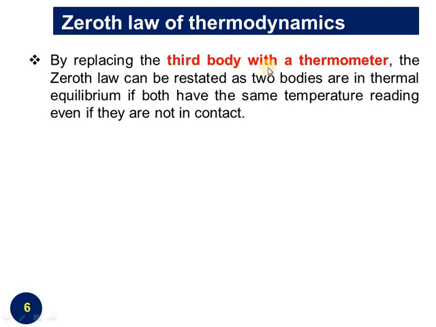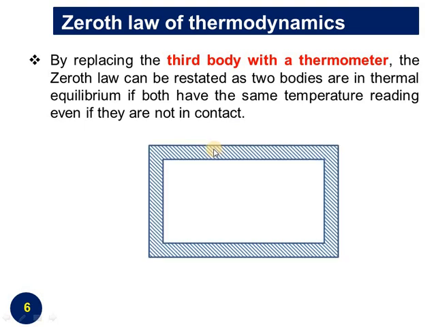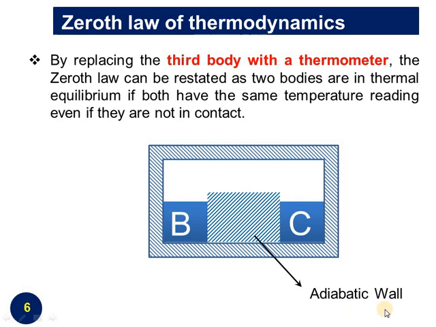By replacing the third body with a thermometer, the Zeroth Law of Thermodynamics can be restated as: two bodies are in thermal equilibrium if both have the same temperature reading, even if they are not in physical contact. Let me explain this. Consider an isolated system in which bodies B and C are placed. These two bodies are separated with the help of an adiabatic wall. It means there will be no heat transfer between bodies B and C.